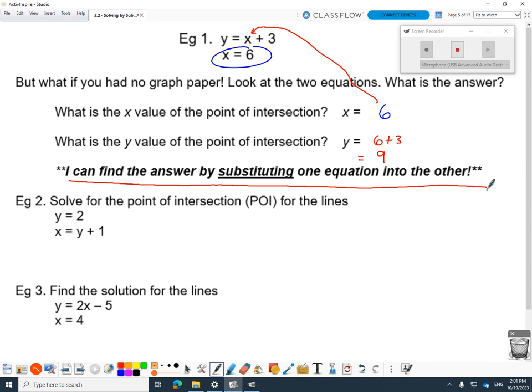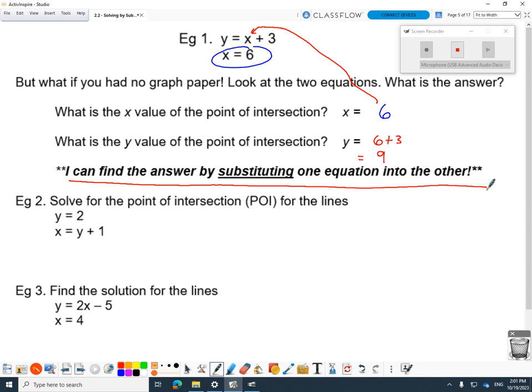So let's look ahead for a second. Here's what I'm going to do. I'm just going to use that method. I'm not going to graph. I'm just going to use that method to keep subbing in to find answers. They'll get progressively harder. Let's start with some pretty straightforward ones.